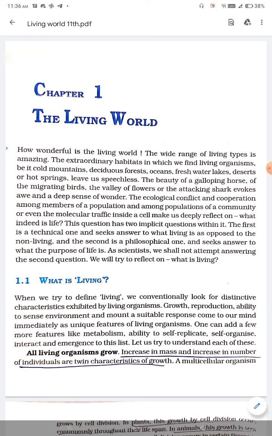Now let's get started with the 11th standard first chapter in biology, the living world. The living world. What do you guys think about living?